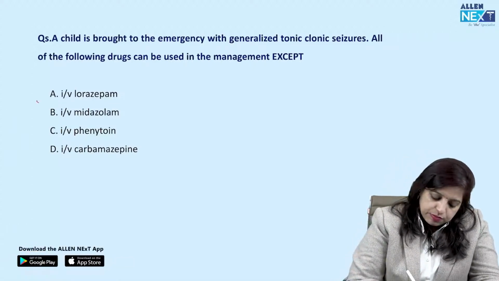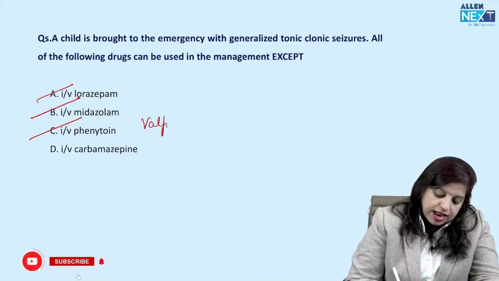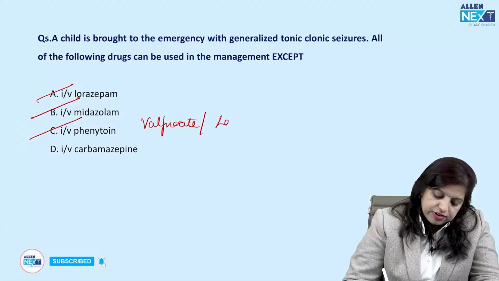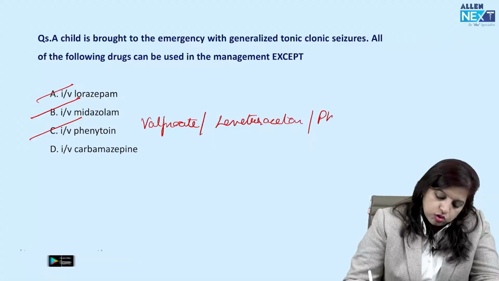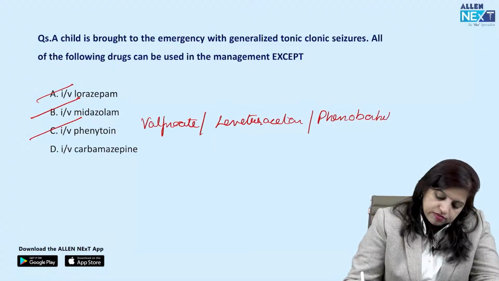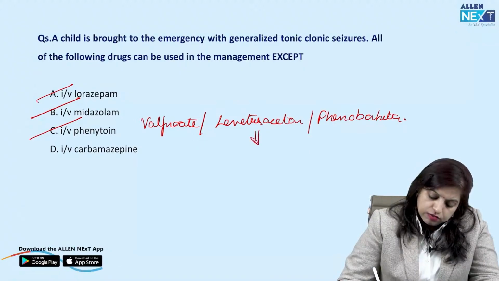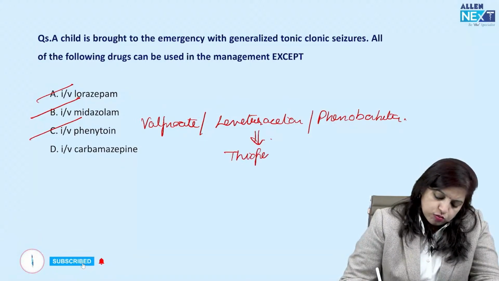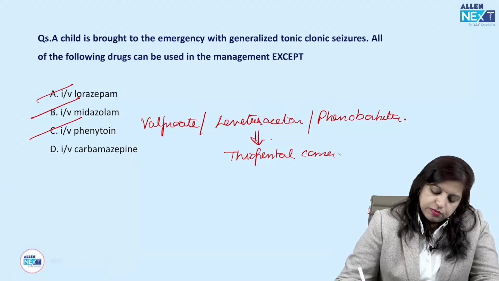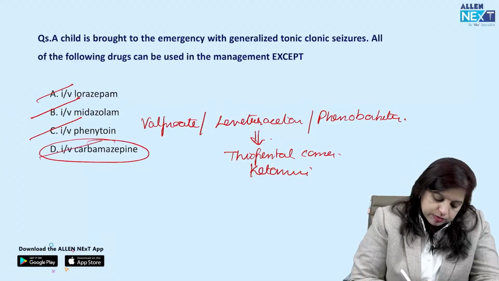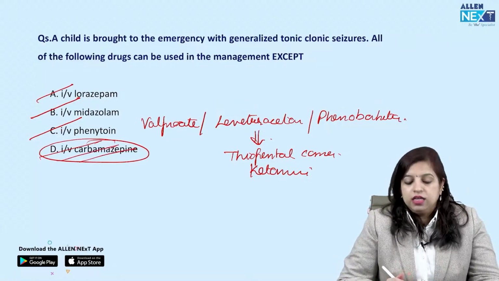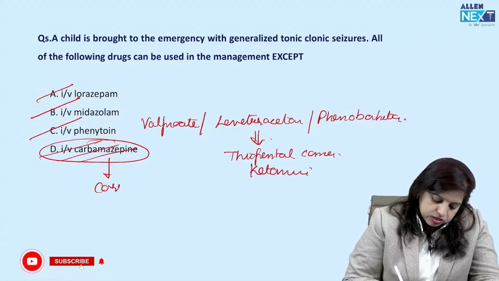We know lorazepam is used. We know midazolam is used. We know phenytoin is used. We can also go for valproate infusion. We can also go for levetiracetam. We know this, right? We can also go for phenobarbital, right? And apart from this, finally, if nothing works, then we can induce coma, which is known as thiopental coma, right? So even that can be used, or ketamine also can be used. Can we use carbamazepine? No, we cannot use carbamazepine. So that is the odd man out over here. That is the correct option for this question, right?